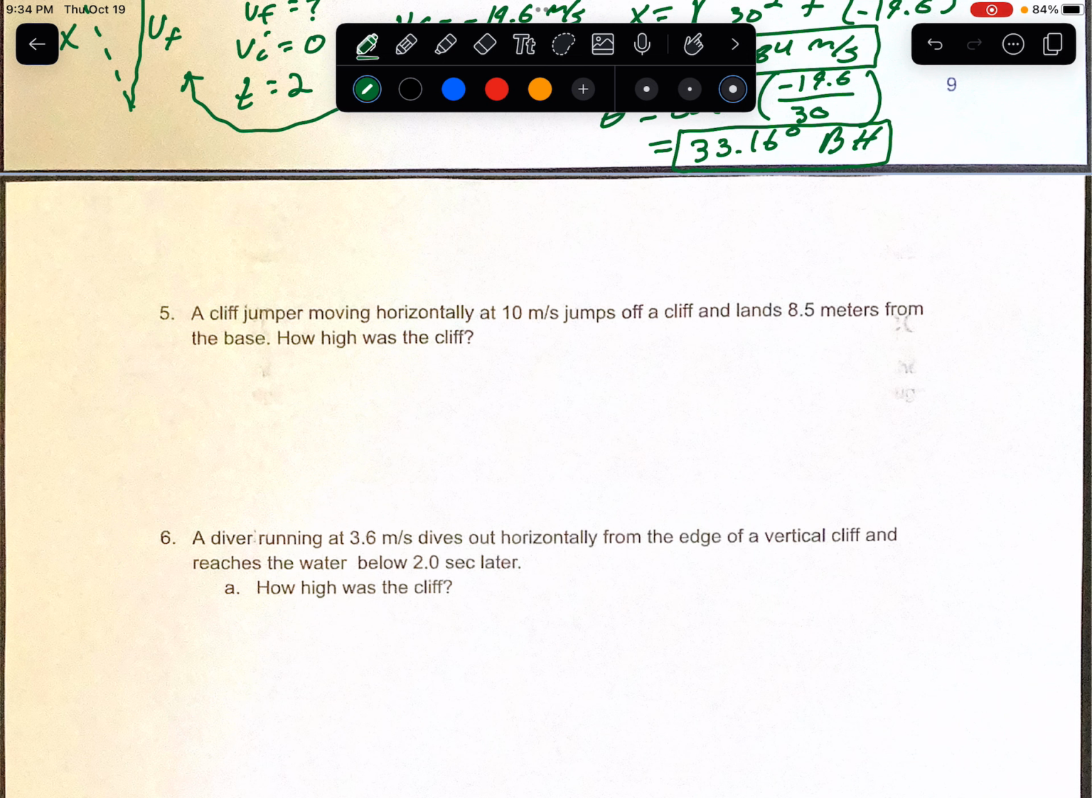So number 5, a cliff jumper moving horizontally at 10 meters per second. Okay, so we're going to draw it out. Moving horizontally at 10 meters per second.